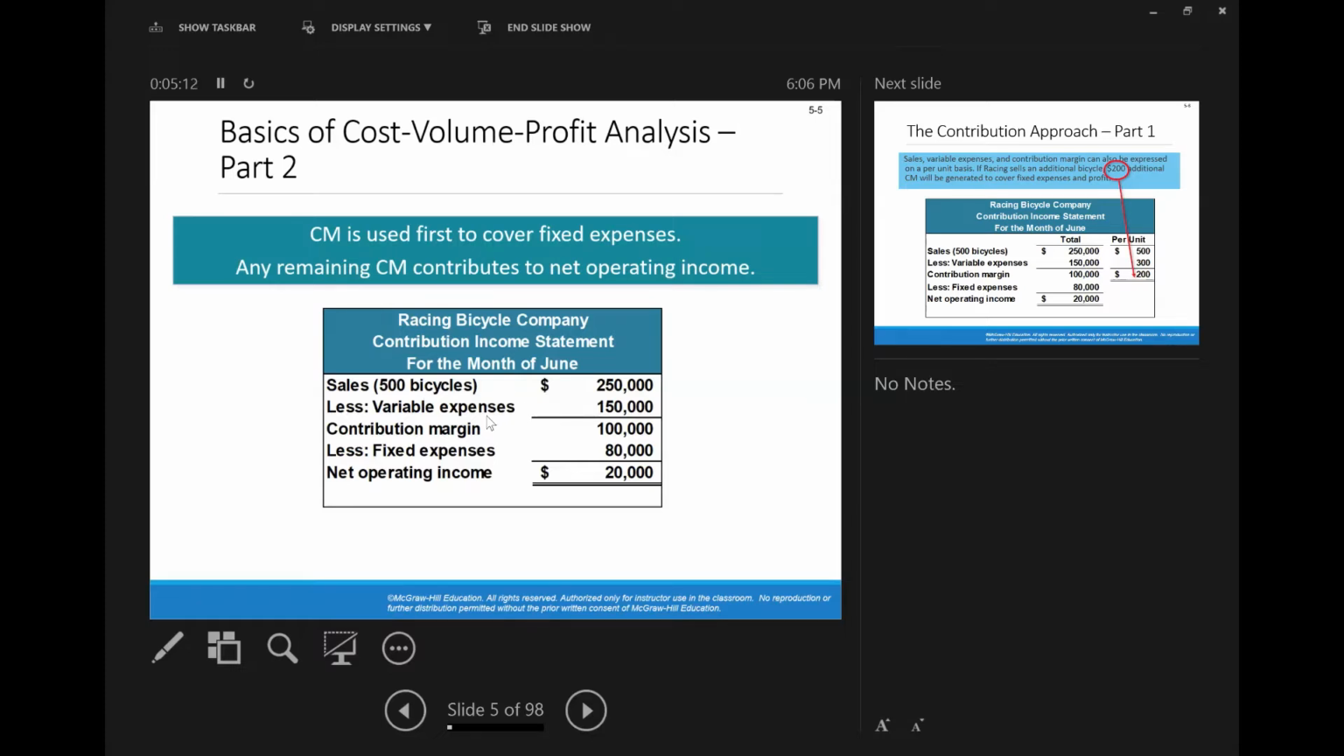And I might get into this on the next slide. So we have sales of 500 bicycles, less the variable expenses of 150, and our contribution margin is 100,000. Less fixed expenses of 80,000, our net operating income is 20,000. So anything over that fixed expense, up to the contribution margin, is the profit.